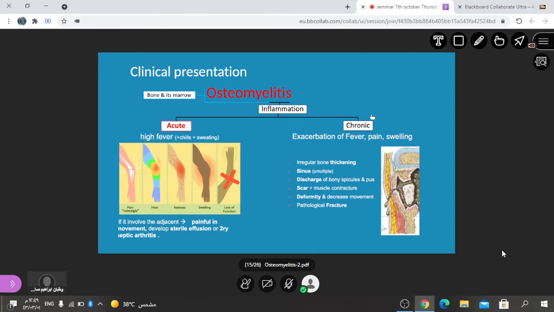There will be exaggeration of the acute symptoms, and we will have the signs of chronic disease. If you see the patient's bone involved in the osteomyelitis, you will see irregular bone thickening under the skin. The skin also may be perforated by sinuses. And the sinuses, as you can see in this picture, drain the intraosseous abscesses, and there may be multiple sinuses. The sinus will discharge, and this discharge will contain bony spicules and pus.